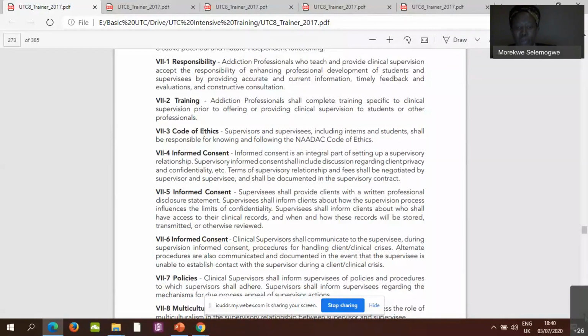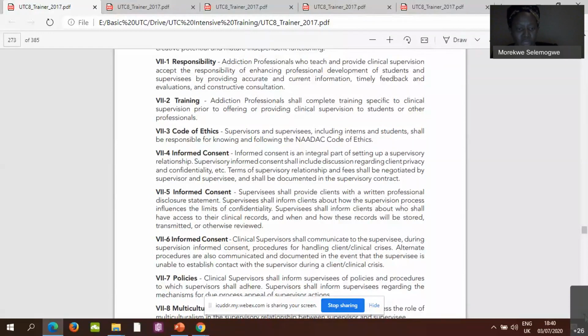So in the informed consent, you also want to ensure that there are alternative supervisors in the event that your supervisor is not available. There should be somebody who is able to take on the role.